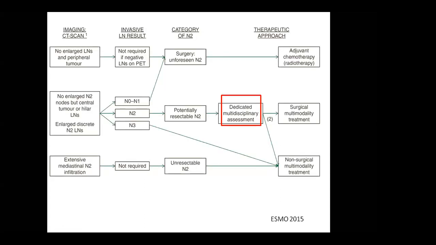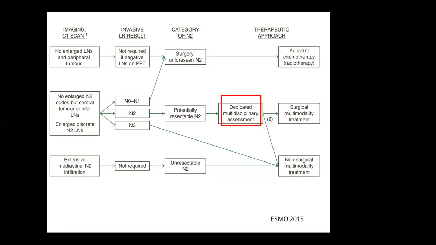So coming to the management, and these are the ESMO guidelines. If you have N0, N1 disease and a resectable primary, then the patient goes for surgery. And if on surgery there is an unforeseen N2, the patient comes to you for adjuvant chemotherapy and possibly adjuvant radiotherapy. For N2 disease, now that's a big challenge. If it is a potentially resectable N2, you have a small primary T1, T2, you have a single station N2, and the patient is fit, this calls for a multidisciplinary discussion.